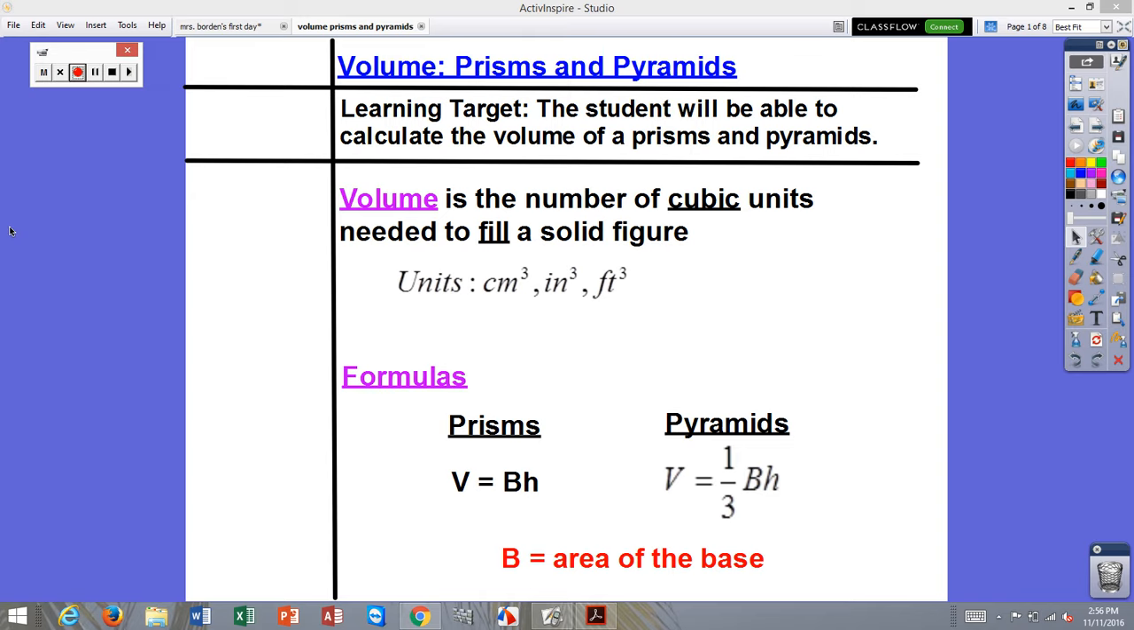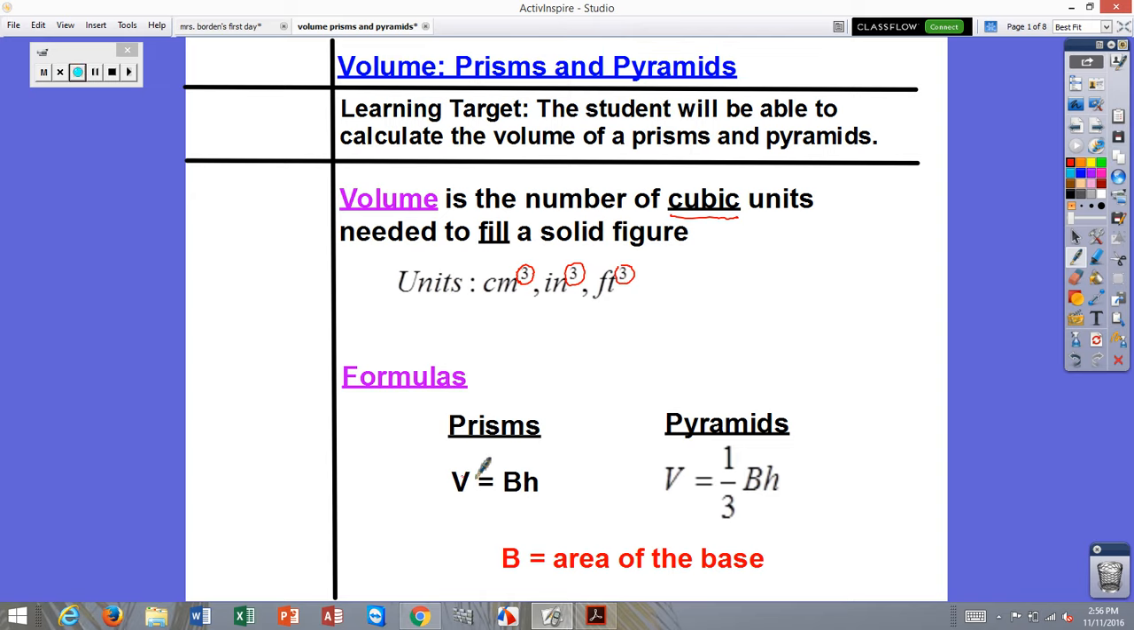The definition is that it is the number of cubic units needed to fill a solid figure. And so since we're working with cubic units, three-dimensional cubes, we would label our measurements with an exponent of 3. That's describing it as being cubic, versus with area we had squares because we were talking about square units, not cubic units. So for cubic units, you want to label it centimeters cubed, inches cubed, feet cubed with a 3 exponent. Two formulas you need for this video.